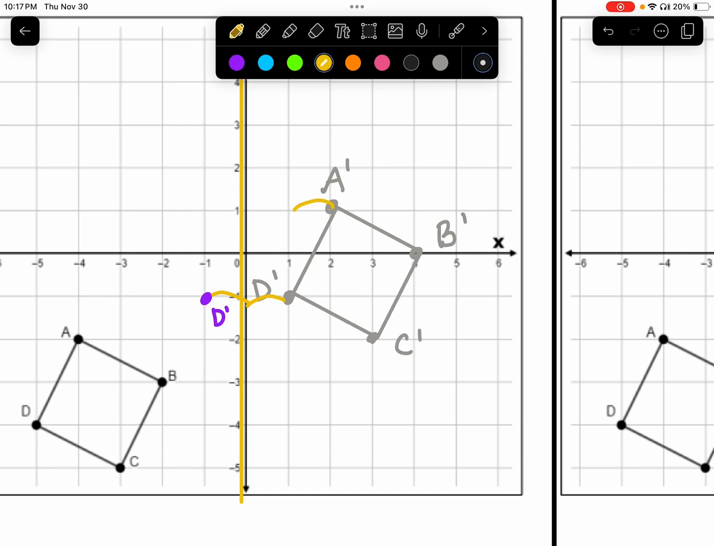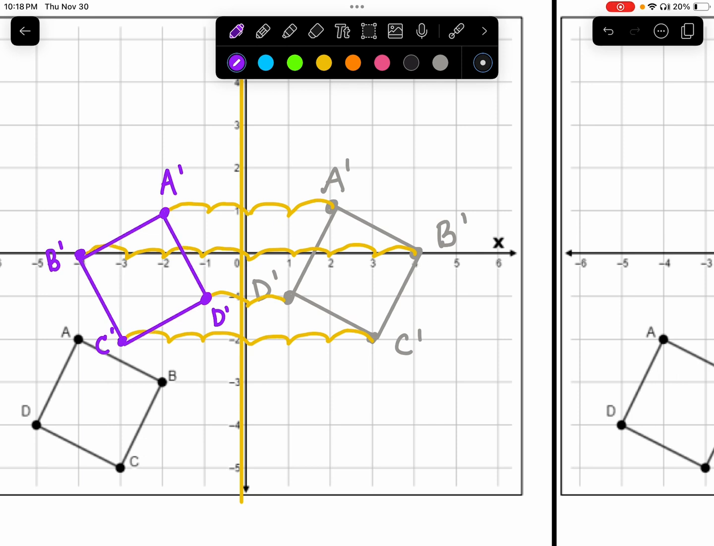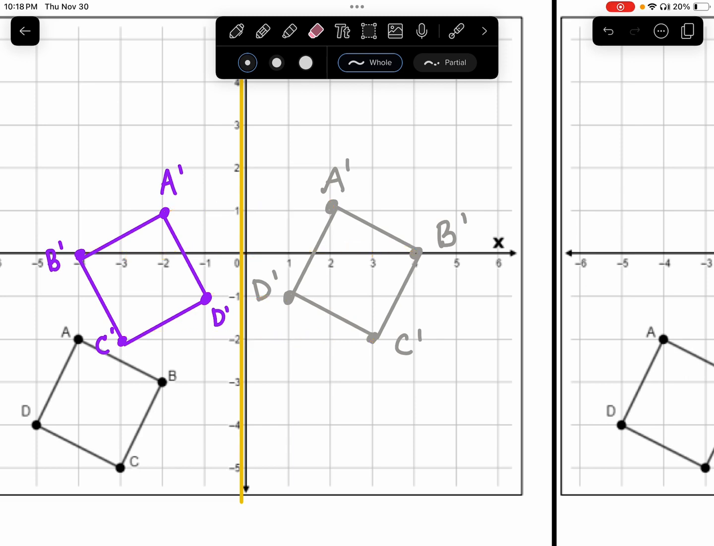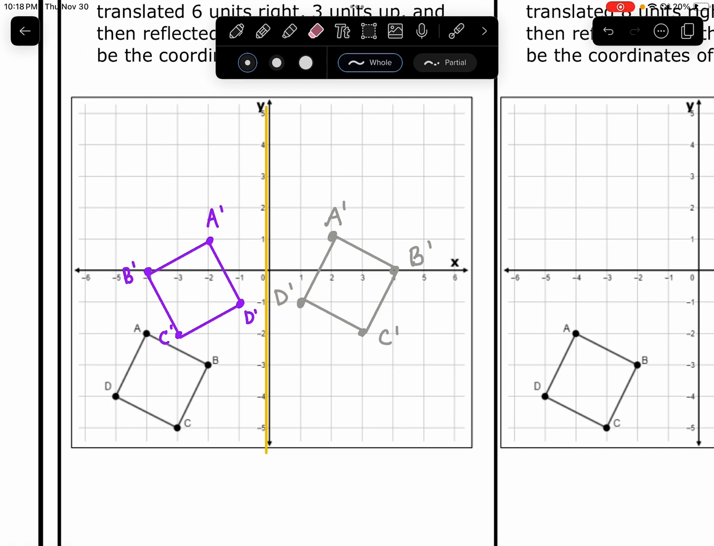And then up here, A is 2 units away, so we're going to do 2 on the other side. That'll be A prime. B is 1, 2, 3, 4 units away, so 1, 2, 3, 4 on this side. And then C is 1, 2, 3, so we do 1, 2, 3 on the other side. All right, so we end up with that.